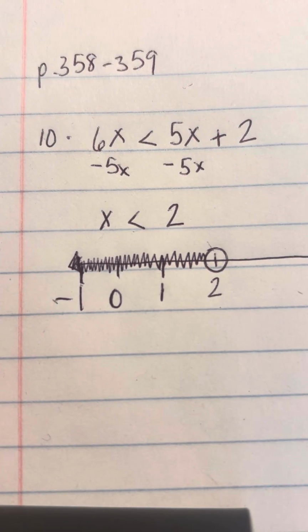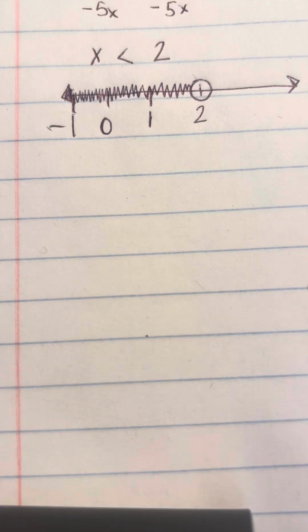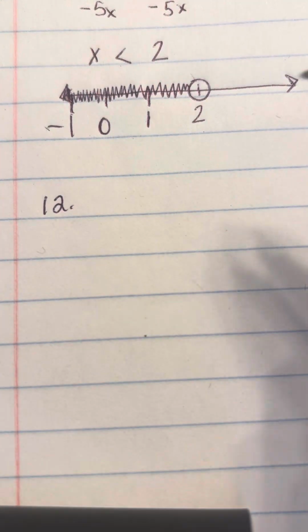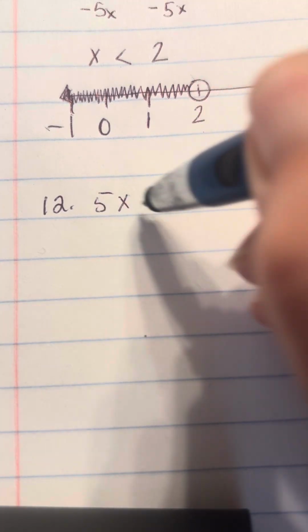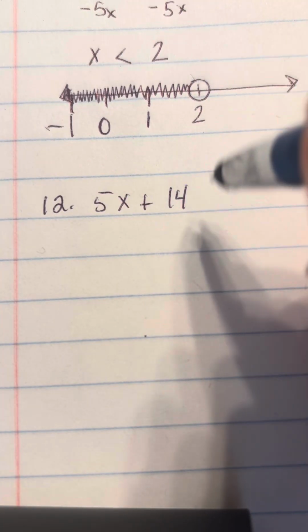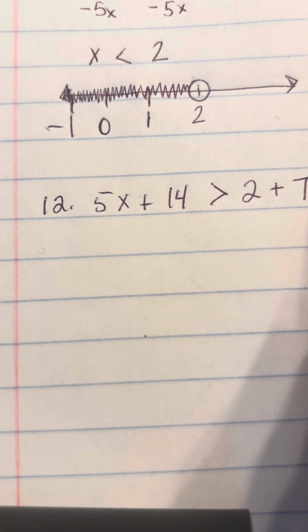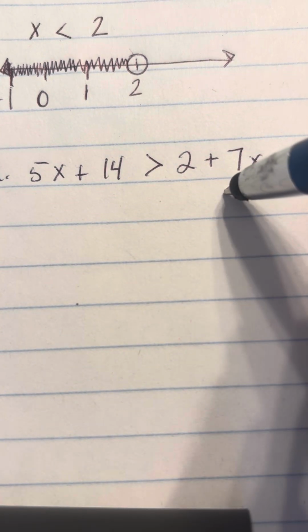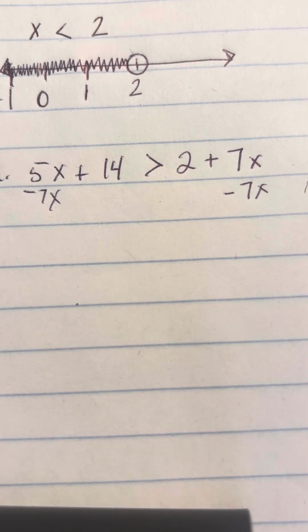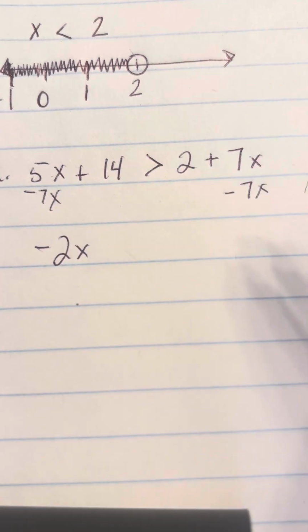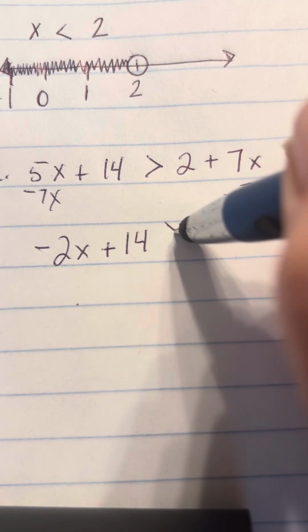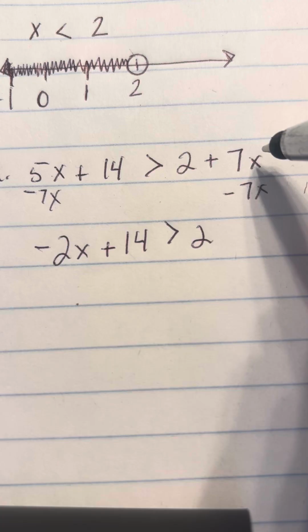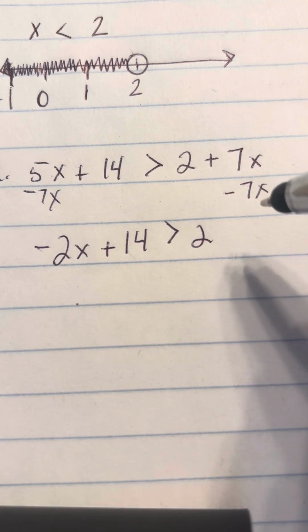Okay, let's look at number 12. I have 5x plus 14 is greater than 2 plus 7x. So I like to get my variables on the left side. So I'm going to subtract 7x. If you had said, oh, I want to subtract 14, that would have been okay too. It will all work out. So 5x minus 7x is -2x. I bring down the 14. It's still greater than, and I have 2 because positive 7x and negative 7x goes to 0.